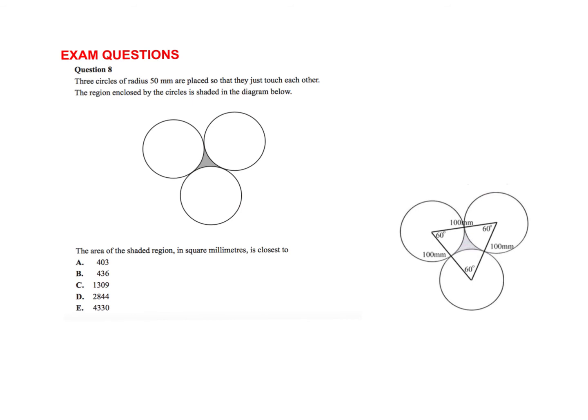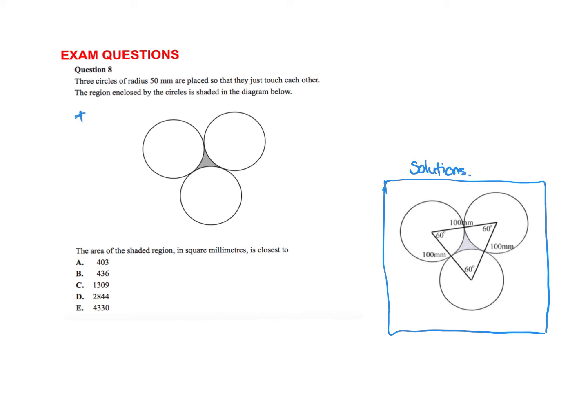So here's a couple of exam questions. This was a question 8, so it's going to be quite difficult. This was part of the solutions, so I've just popped it in there. You weren't given this, you were only given this diagram here. It said 3 circles with the radius of 50 millimeters are placed so that they touch each other. The region enclosed by the circles is shaded in the diagram. So the area of the shaded region was.